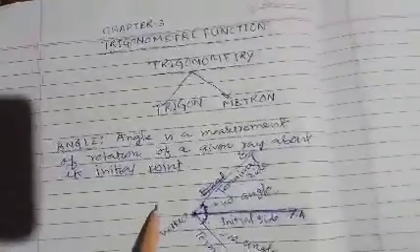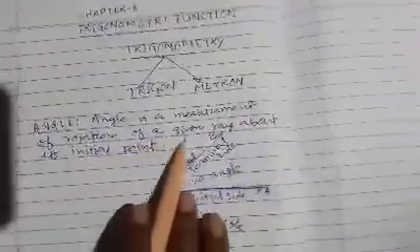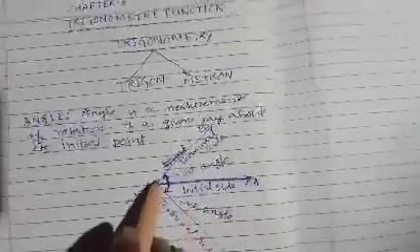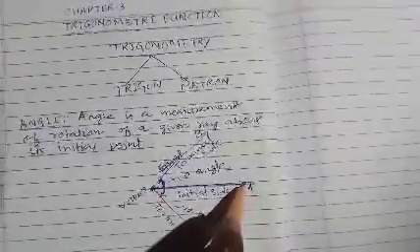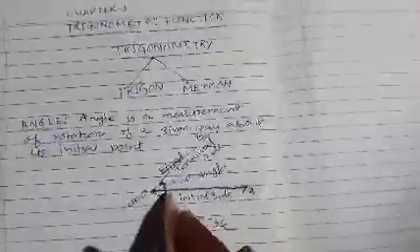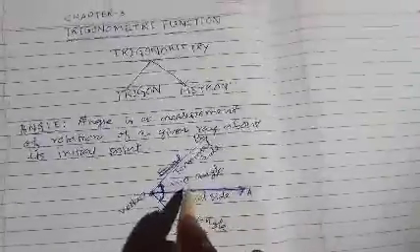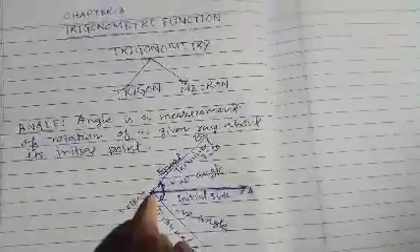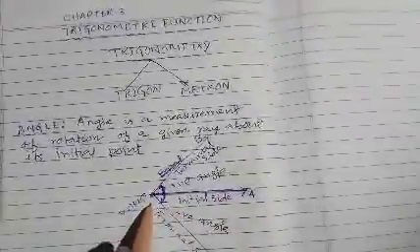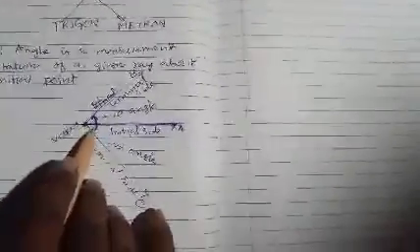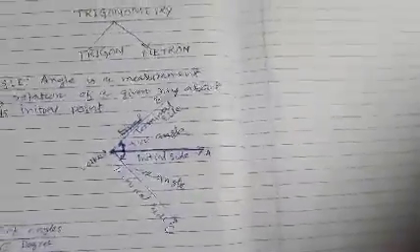What is called angle? The angle is a measurement of rotation of a given ray about its initial point. Suppose OA is a ray and O is the initial point. So the ray OA we can rotate in two directions. One is anti-clockwise, another is clockwise. If the rotation is anti-clockwise, then between the initial position and the final position of the ray, a positive angle is formed. And if the rotation is clockwise, then a negative angle is formed.